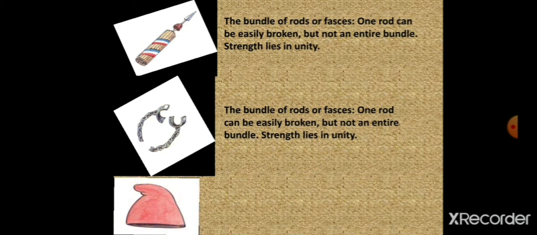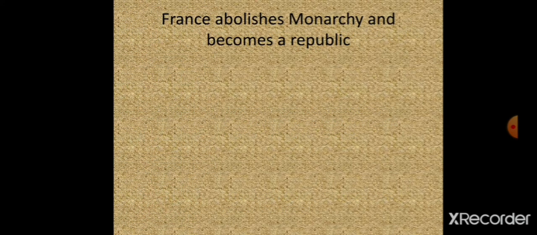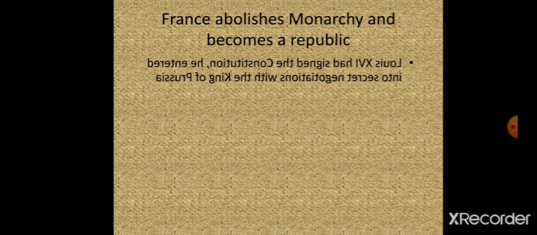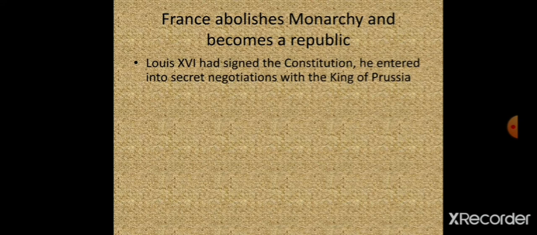Now, the red cap means the cap worn by a slave upon becoming free. Whenever any slave becomes free, he wore this kind of cap. Now, France abolished the monarchy and became a republic. After some time, when things didn't go as they had planned, the French people decided they were going to abolish the monarchy and become a republic country.